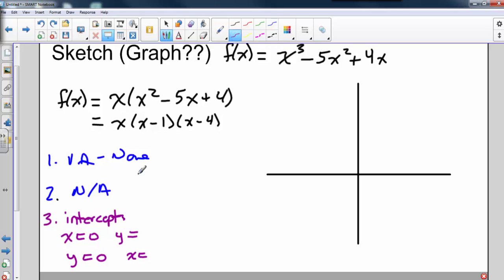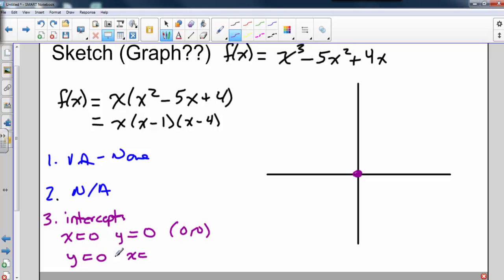Intercepts occur when either x is 0 or y is 0. So in the case of x being 0, I have 0 times -1 times -4. Obviously y is 0, which means that the point (0, 0) will be on my graph.